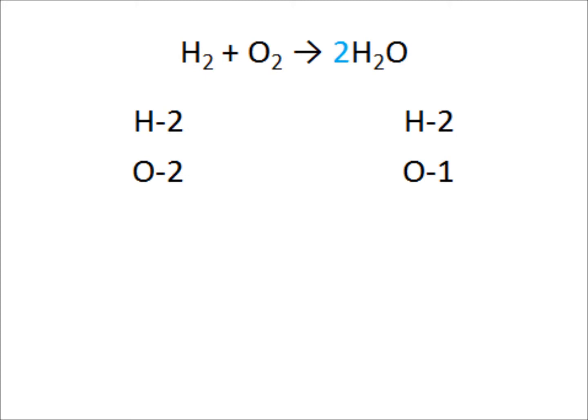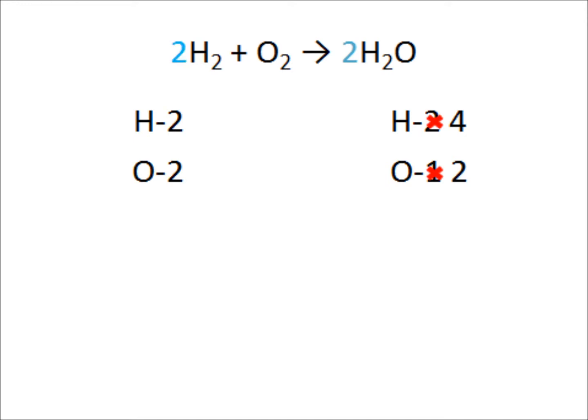Alright, so when balancing, we want each side to have the same amount of each element. So the product side has 1 less oxygen than the reactant side. So to balance it, we'll put a 2 in front of the H2O. With the 2 there, it balances the oxygens, making there be 2 of each. But it unbalances the hydrogen because now we have 4 hydrogen, because the 2 on the subscript of the H multiplies with the 2 in front of the H2O to create 4.